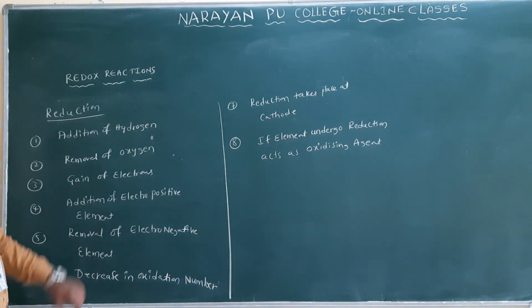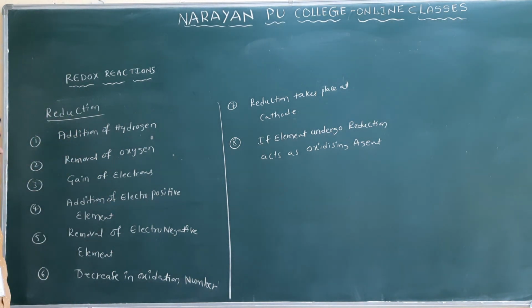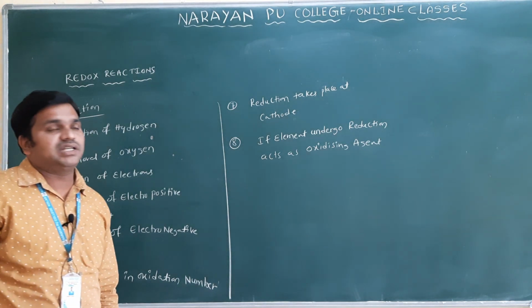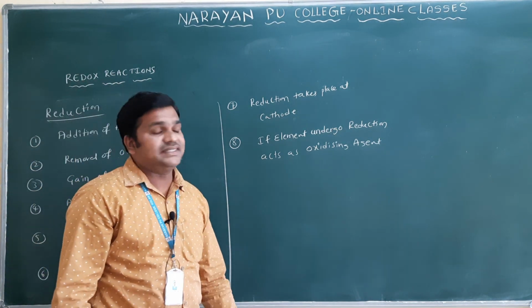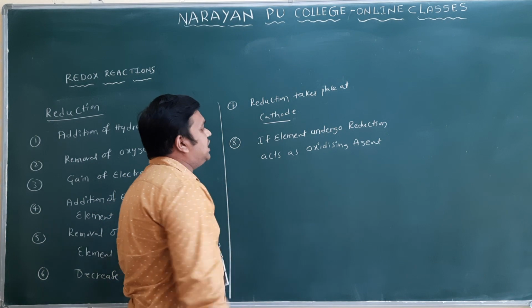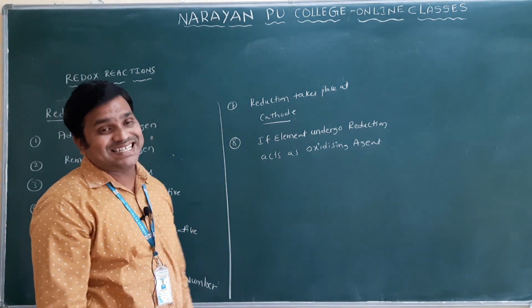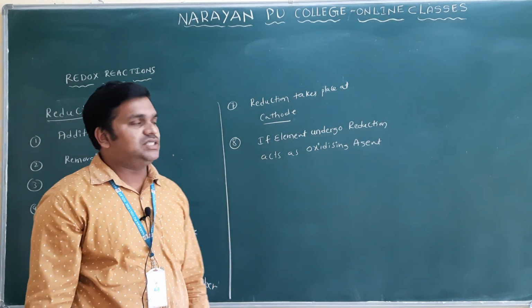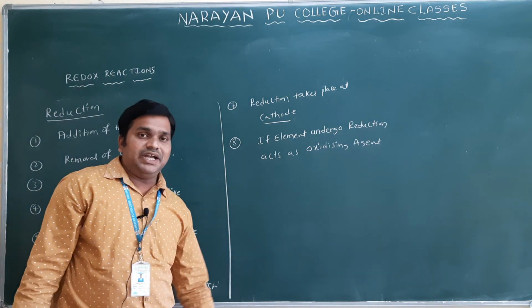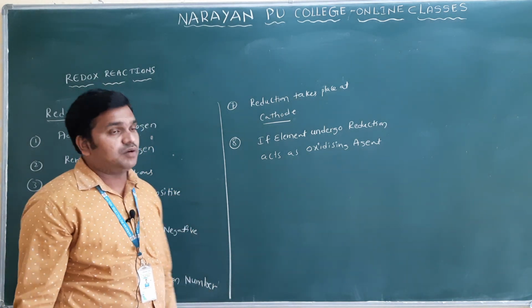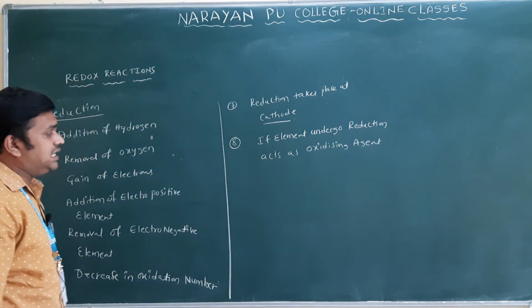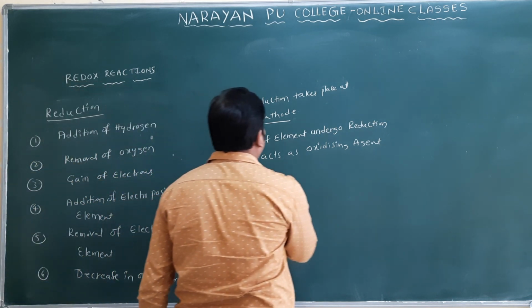So these are regarding reduction: addition of hydrogen, removal of oxygen, gain of electrons, addition of electropositive element, and removal of electronegative element. Decrease in oxidation number. Reduction generally takes place at the cathode. If the element undergoes reduction, it can act as an oxidizing agent only. So these are different definitions for reduction only. Let us see the example for this reduction part.